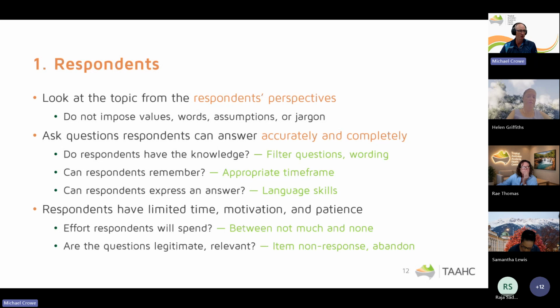When questionnaires get too long or they're not legitimate and people don't really want to answer them, they will stop answering it. Okay, they just abandon the questionnaire, and you see that a lot in online questionnaires where people start them and never actually finish them because they just go, oh, I've had enough of that now.